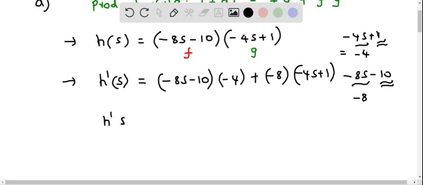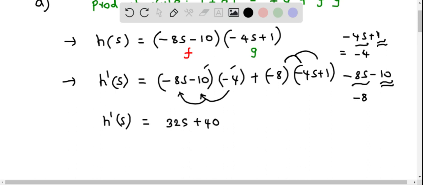Let's simplify this and put it in the simplified form. So we get h prime of x, and this equals, we will distribute this negative 4 into the two terms inside the bracket. Negative 4 times negative 8s is going to be positive, so it is 32s, and negative 10 times negative 4 is plus 40. Now we distribute the negative 8 into the two terms inside the bracket. Negative 8 times negative 4s is positive 32s, and negative 8 times positive 1 is negative 8.